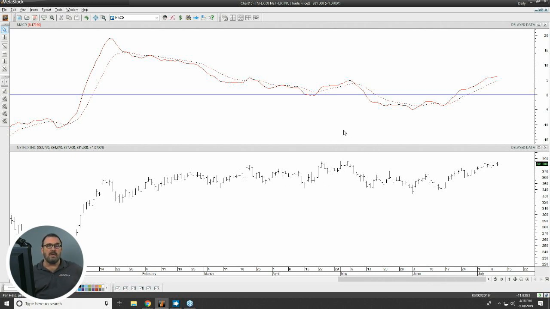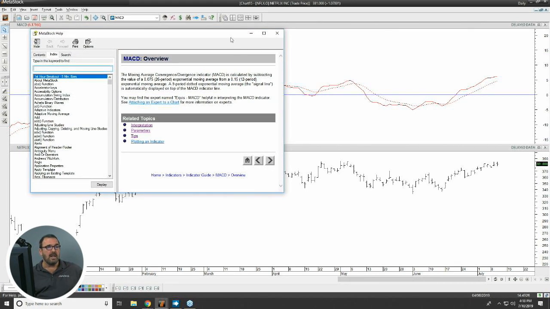Now, another thing that we're going to talk about today is that, of course, we use MetaStock to find trading opportunities and to analyze those opportunities. Today we're going to talk about MetaStock more on an educational level. So let's assume you don't know what the MACD is and you want to find out. Well, one quick way to do that in MetaStock is you can click on this little guy here, click on this line, which is the MACD line, and it gives you a basic overview of what's going on here.